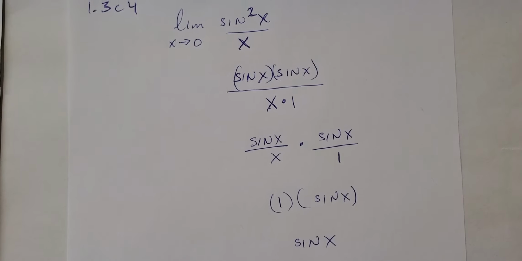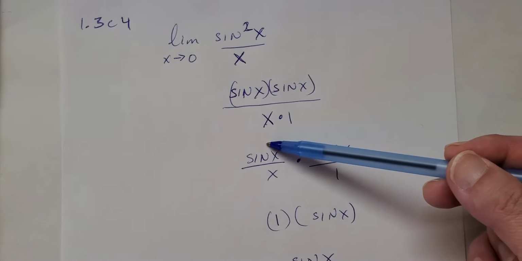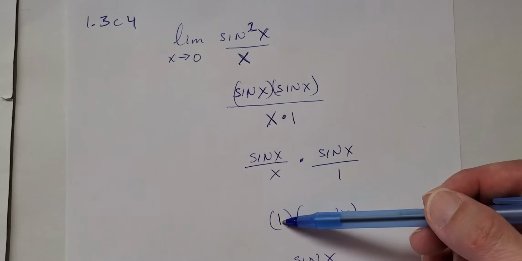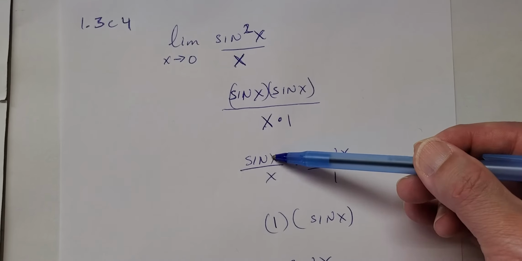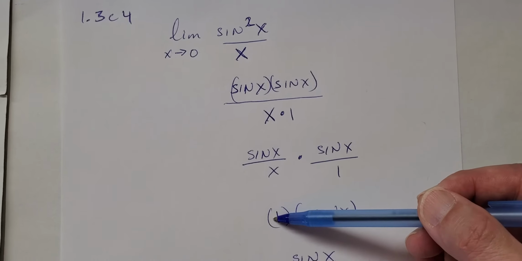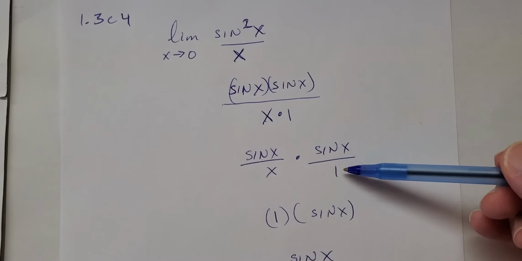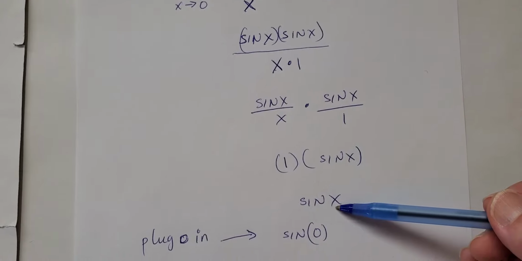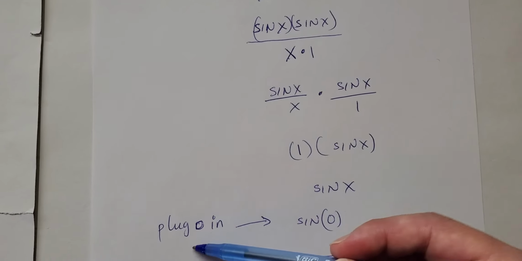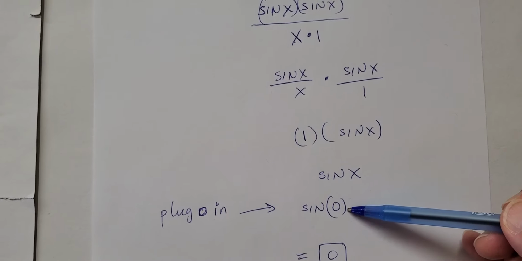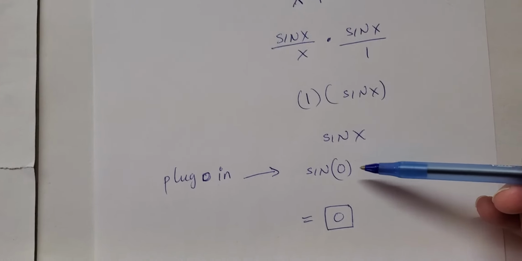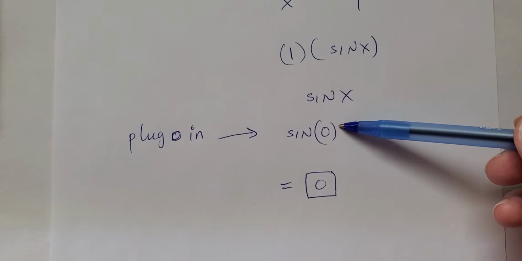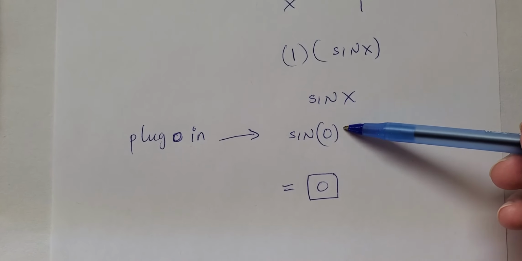Now, from the last lesson or video, sine x over x is always equal to 1. So sine x divided by 1 is just sine x. 1 times sine x is just sine x. Now plug in the 0, put 0 in. Make sure your calculator is in degree mode.